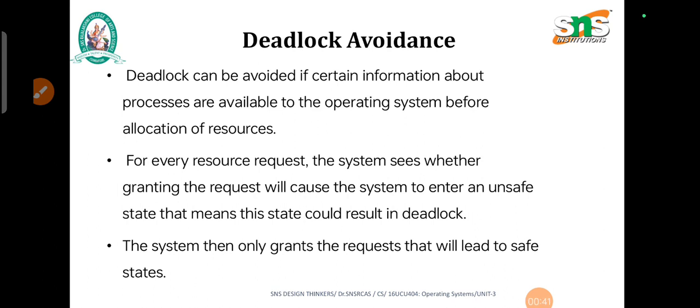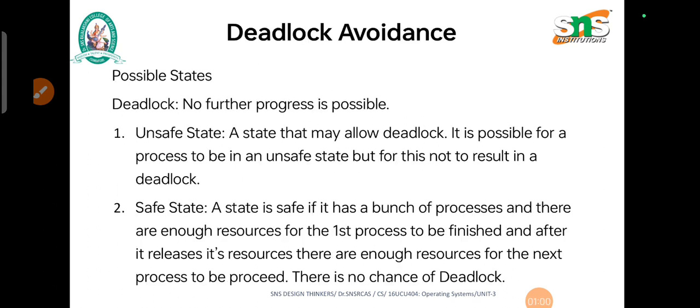Deadlock can be avoided if certain information about the processes is available to the operating system before the allocation of resources. For every resource request, the system sees whether granting the request will cause the system to enter an unsafe state. That means the state could result in deadlock. The system then grants only the request that will lead to a safe state.